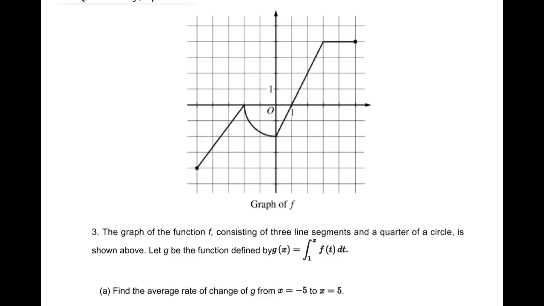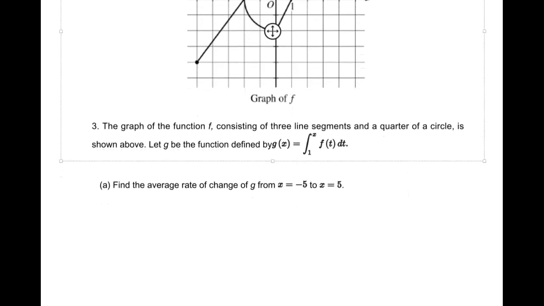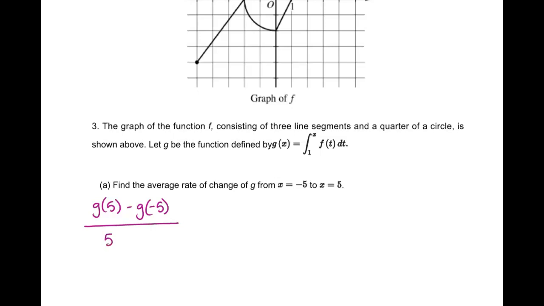For our FRQ for today, we're looking at this graph up above. That's the graph of f, and g is defined as the integral from 1 to x of f of t dt, and we want to find the average rate of change of g from x equals -5 to x equals 5. Average rate of change is always just slope. So this will just be g of 5 minus g of -5 divided by 5 minus -5.